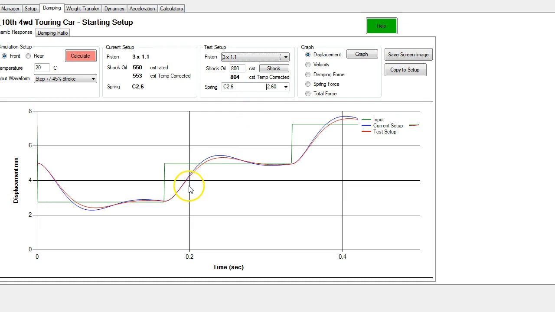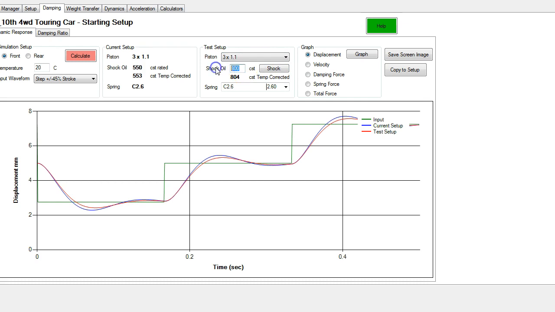So now you can see our red line is slower than the blue line. So we increase the amount of damping in the system, the response is slower, and you're going to have less grip because you essentially stiffened the whole system up. Okay, the other way that we can change the damping without affecting anything else is with our piston sizes.